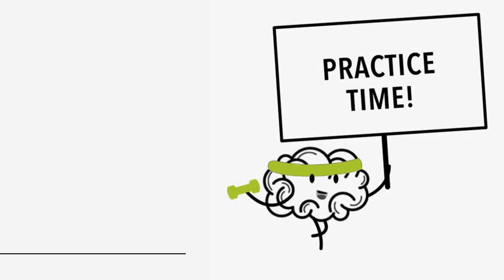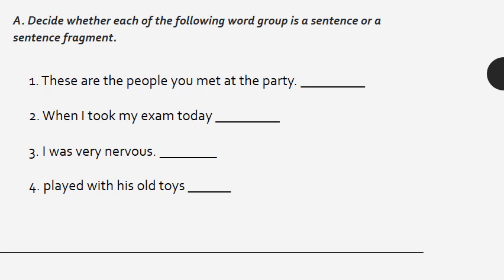So now that we have finished explaining the complete sentences, the fragments, and the four types of sentences, it's time to practice our minds. Are you ready? Okay, let's start. Exercise A. Decide whether each of the following word groups is a sentence or a sentence fragment. So I have to decide if each group of words is a complete sentence or a fragment. How? I'm going to help you.